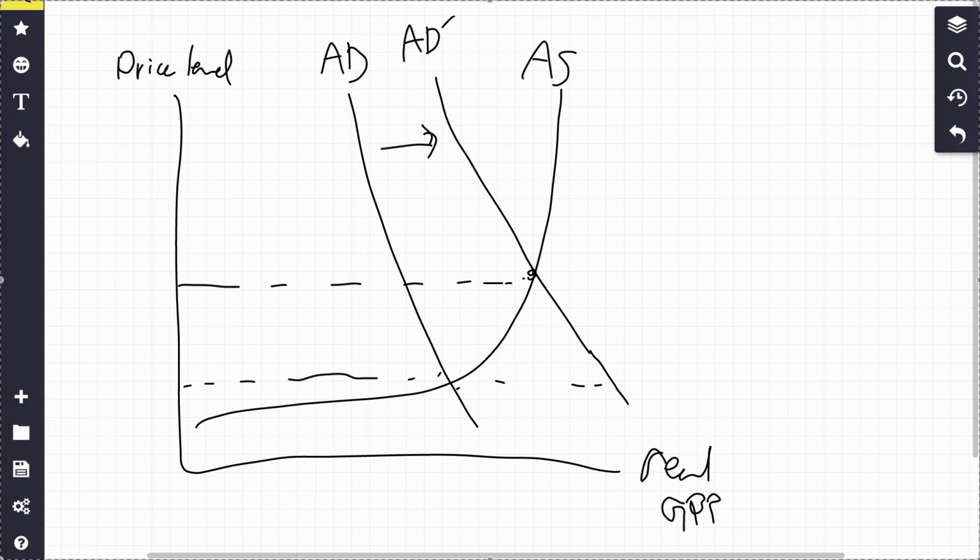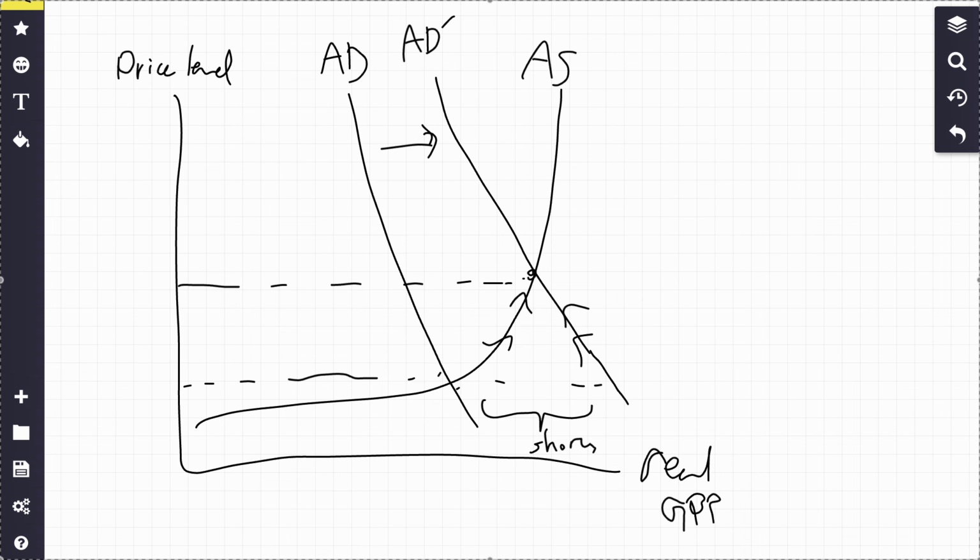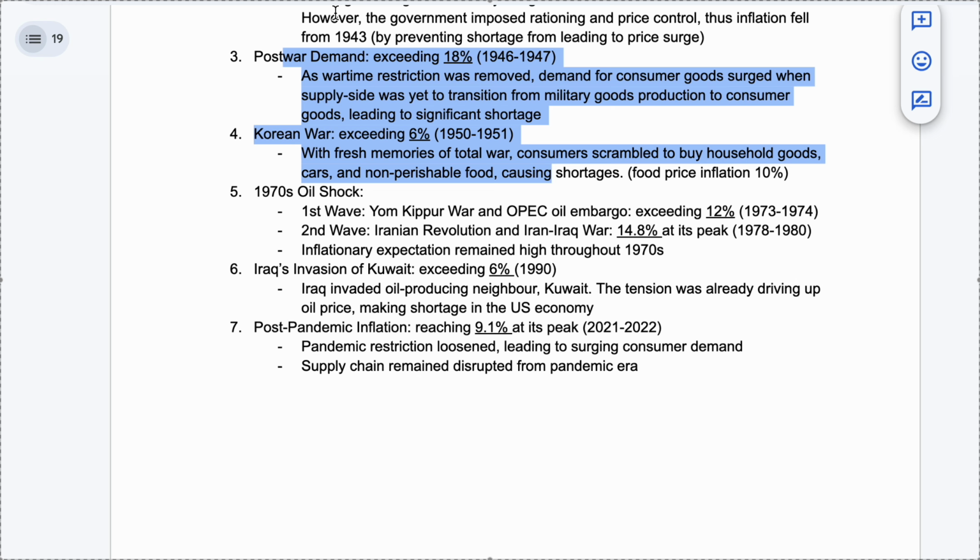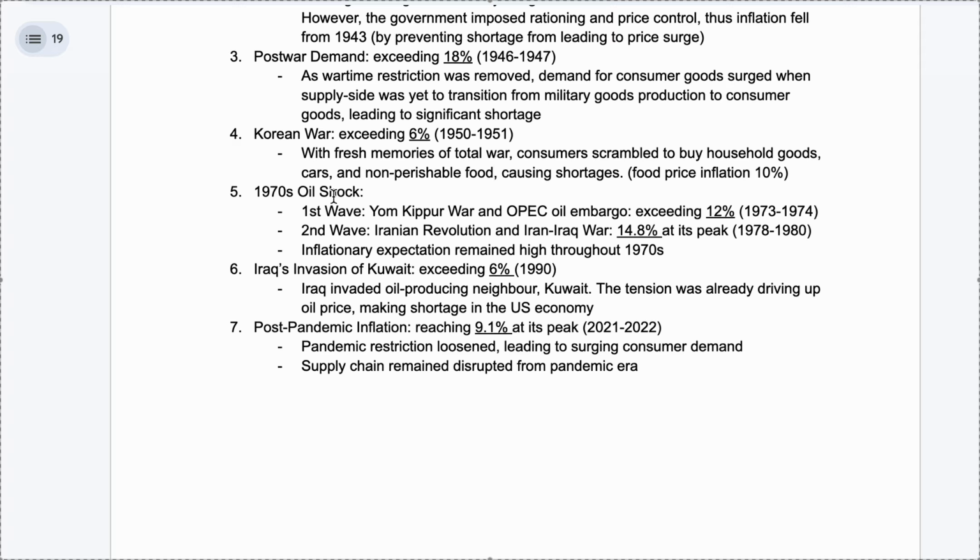Now that created a huge shortage in the economy, driving up the price. So it's the same thing. I think in terms of why it happened, both of them were caused by a surge in aggregate demand. And let's move on to the 1970s oil shock.